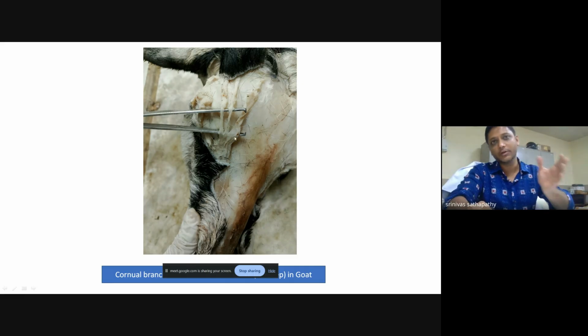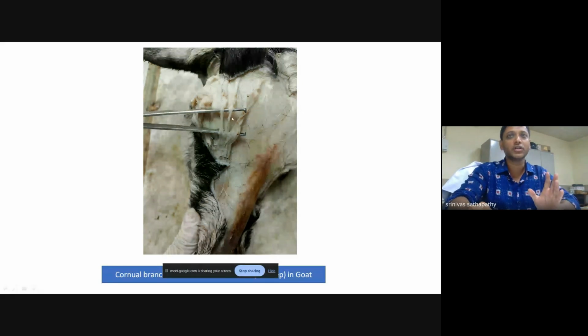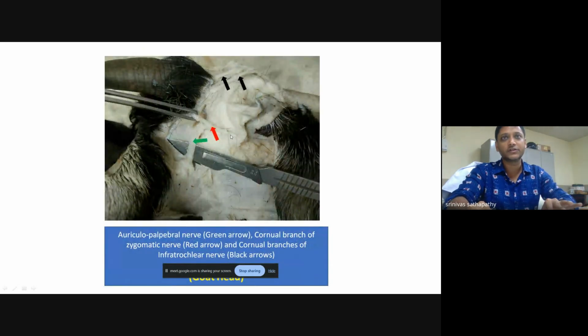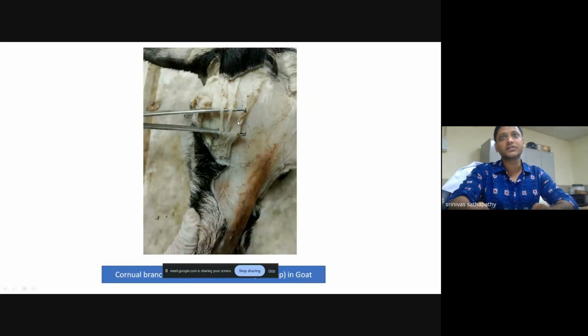So if you want to go a little bit outside of my topic, if you want to do the cornual nerve block in large ruminant, you have to block only this nerve, the cornual nerve, which is known as CLOT: cornual, branch of lacrimal, branch of ophthalmic, branch of trigeminal. So you only have to block this single nerve. But in the case of sheep and goat, if you want to do amputation of the horn, you have to block both this CLOT and also these branches of the infratrochlear. Both infratrochlear and cornual nerve you have to block in small ruminants.